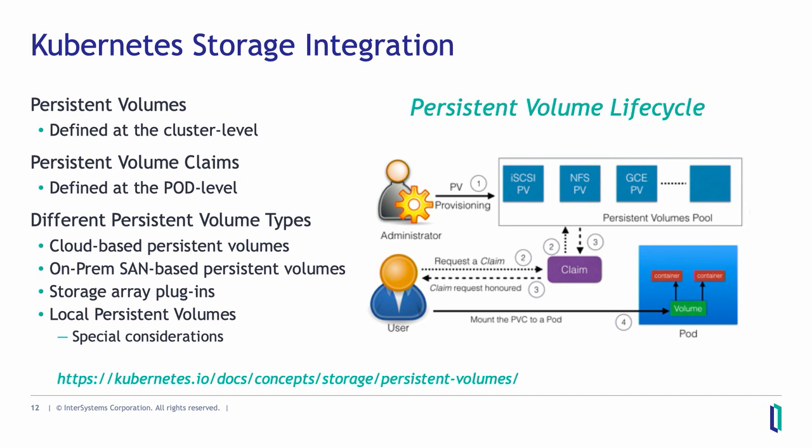Step two, the user or whoever is provisioning the IRIS pod creates a persistent volume claim, what's known as a PVC. Step three, acknowledgement of the request will be received, assuming there isn't another claim against the same physical volume. And then step four, mount the PVC to your pod. So within Kubernetes, it's pretty simple.